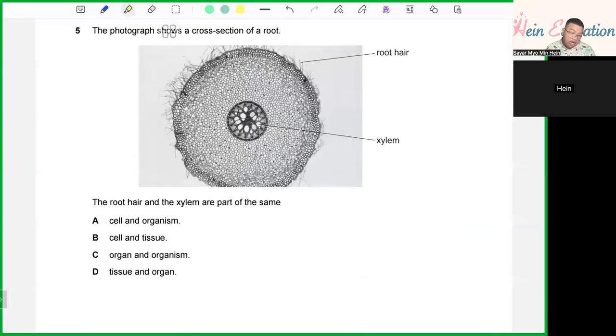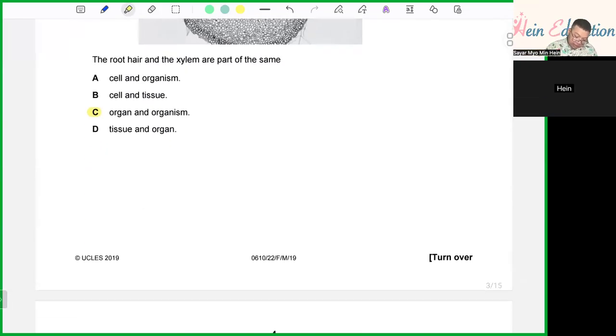And number five, we have a cross-sectional area of a root, and they show you root hairs and xylem. The root hair and xylem are part of the same organ, because they are from a plant and from a root. So the correct answer for number five is C, because it is part of a plant. The plant is an organism and the root is an organ. So that's why you have to choose C.